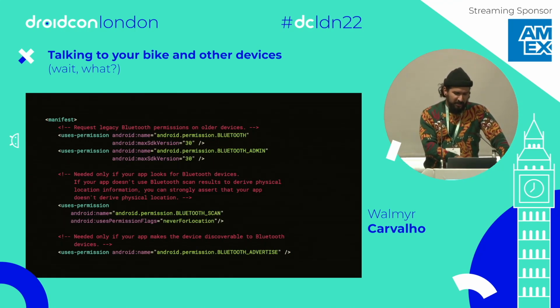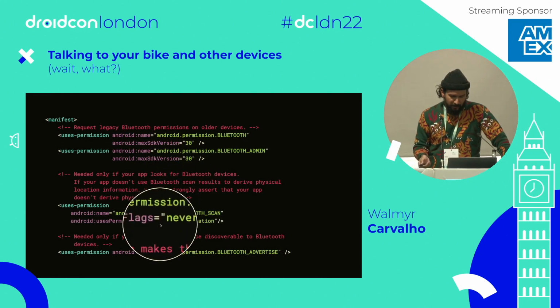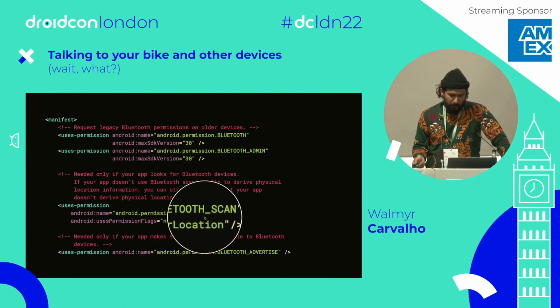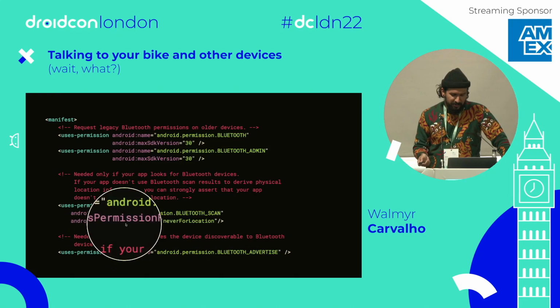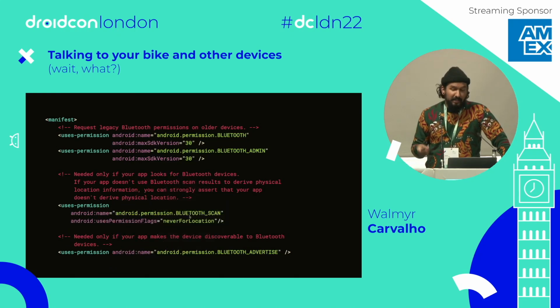Regularly, this is the way. You can define these permissions for legacy devices, and then in the new way, you can declare the never-for-location flag on the uses-permission. That means that I'm not checking for the location of the user, because it's a privacy matter. I don't want to connect to the device just to make sure that the user is there. I want to make my app as blind as possible in that matter. Okay.